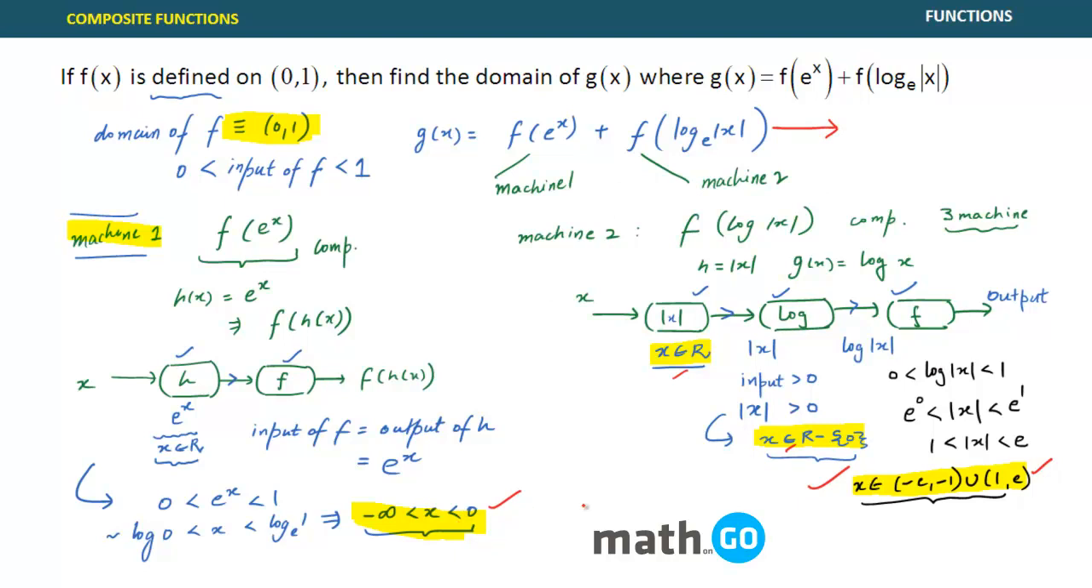What is the intersection of these two answers? These two, intersection of these two. Now you have to take the intersection of these two answers. So what is the final answer that you will obtain? This says this will work only when x is negative, and this says the negative region that is there is minus e to e. So the answer for this particular problem, when the machine gx will work, is minus e to minus 1. This is the answer we are looking for.